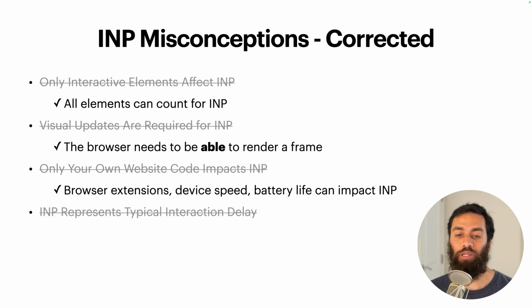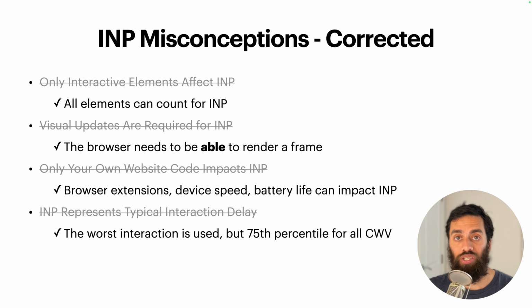INP represents typical interaction delay. That is not the case. It is not about the typical delay. It is actually the worst interaction for all the collected interactions for a given page view. But the saving grace here, as mentioned, is that the 75th percentile is what is considered for Core Web Vitals, so it does offer that leeway.